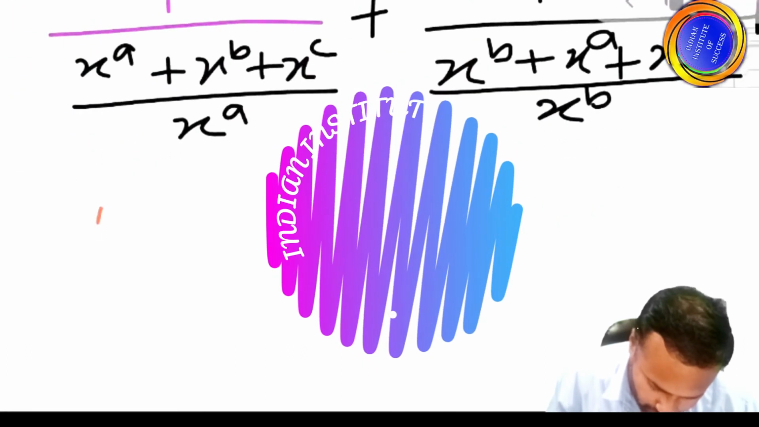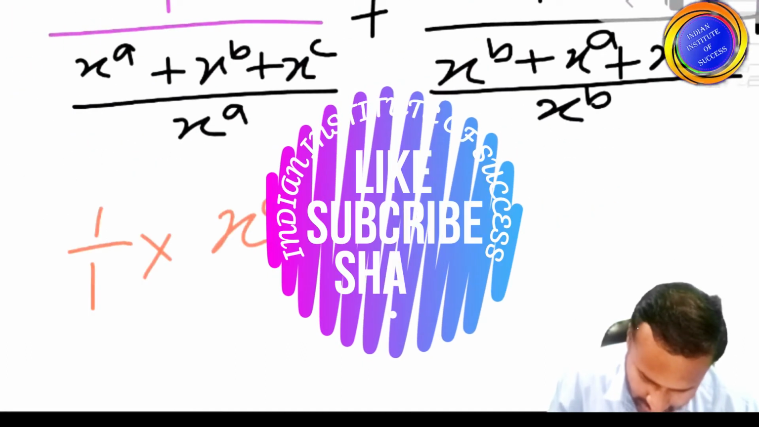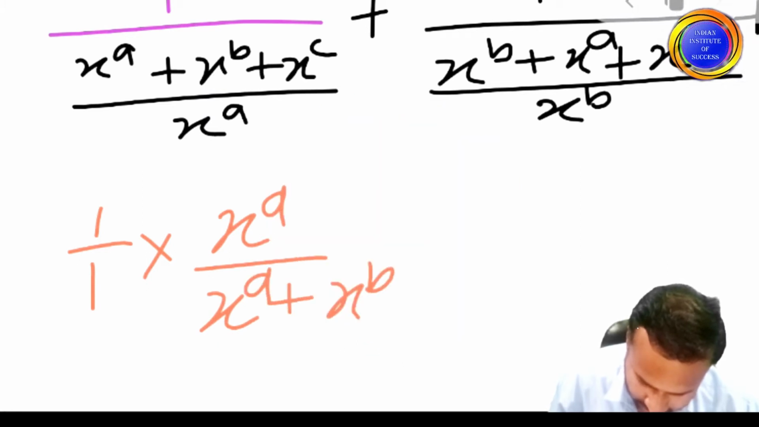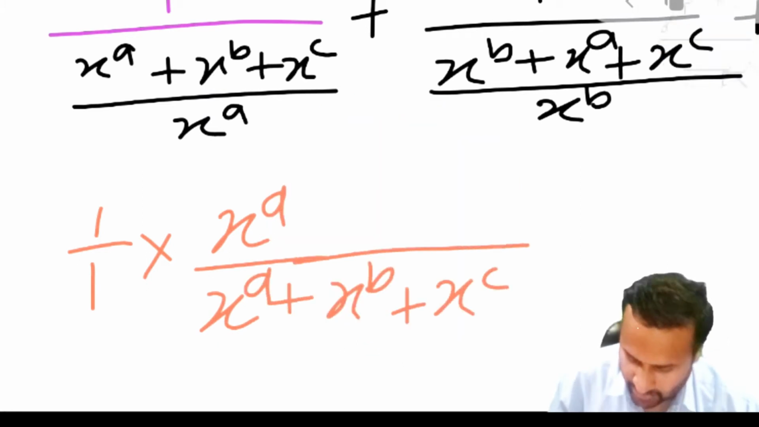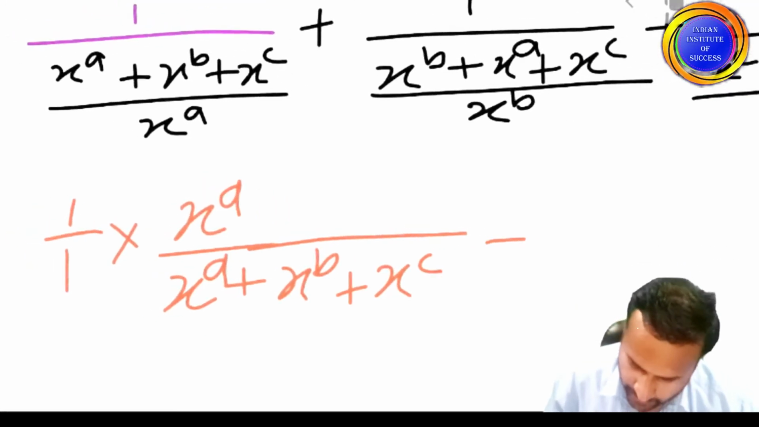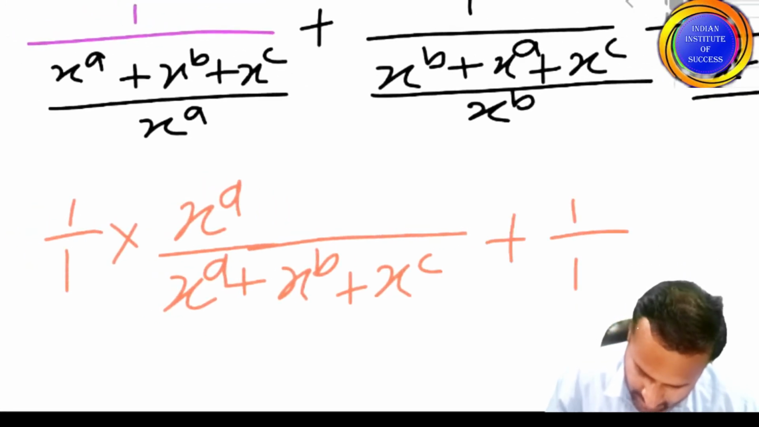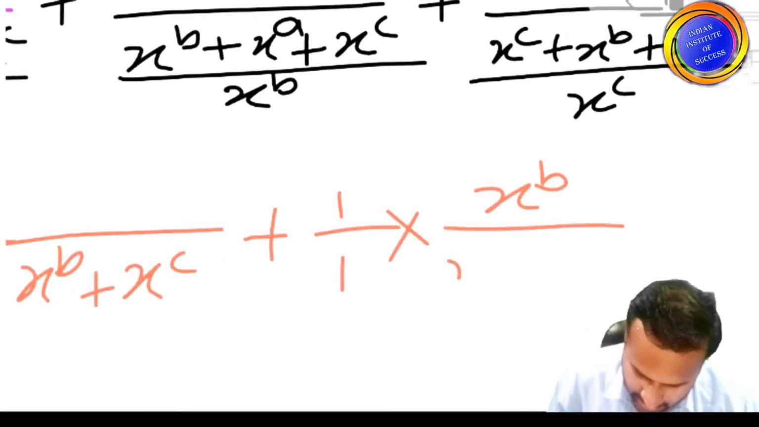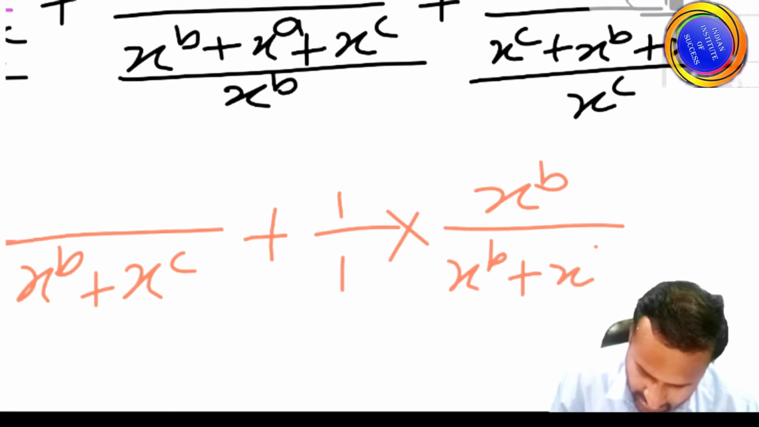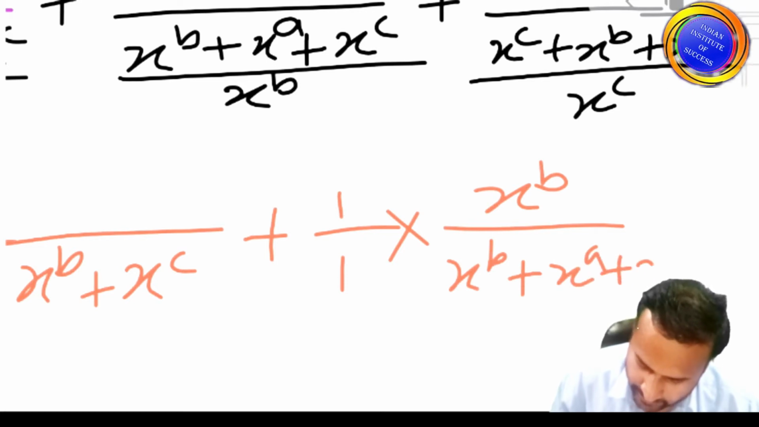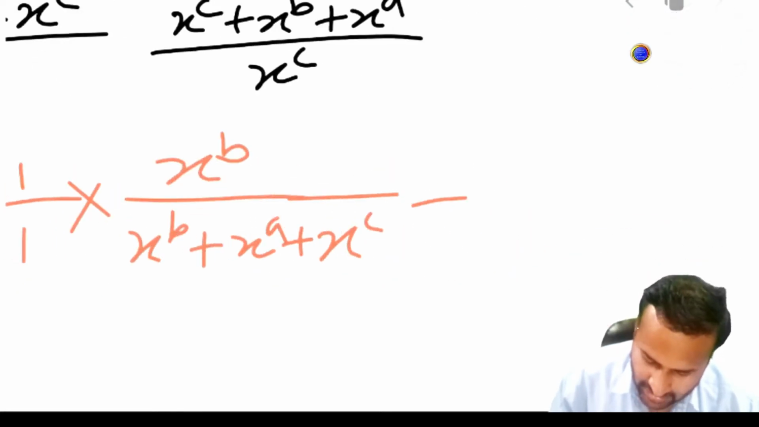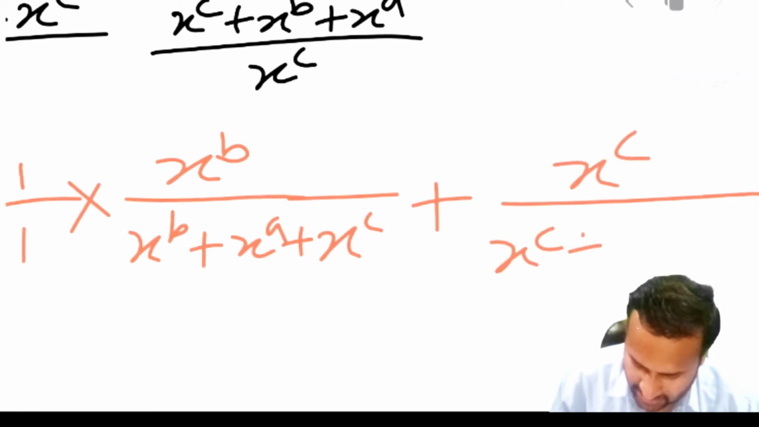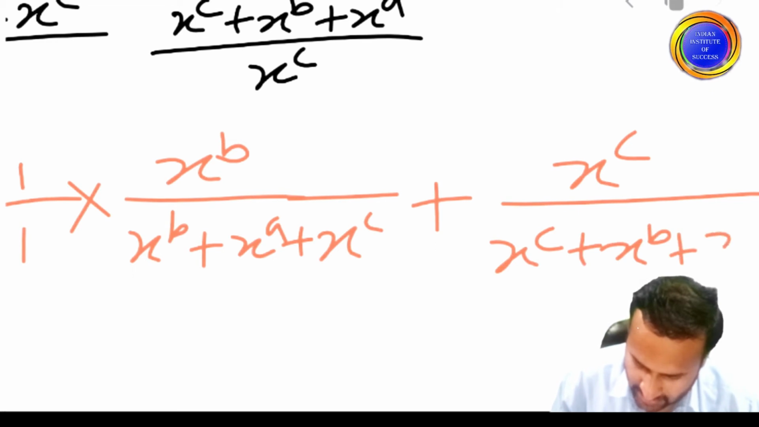So 1 upon 1 multiplied by x raised to power a upon x raised to power a plus x raised to power b plus x raised to power c. I hope you understood this. Now 1 upon 1 same, multiplied by x raised to power b going upwards, it will become x raised to power b plus x raised to power a plus x raised to power c. Then once again x raised to power c goes upward, x raised to power c plus x raised to power b plus x raised to power a.